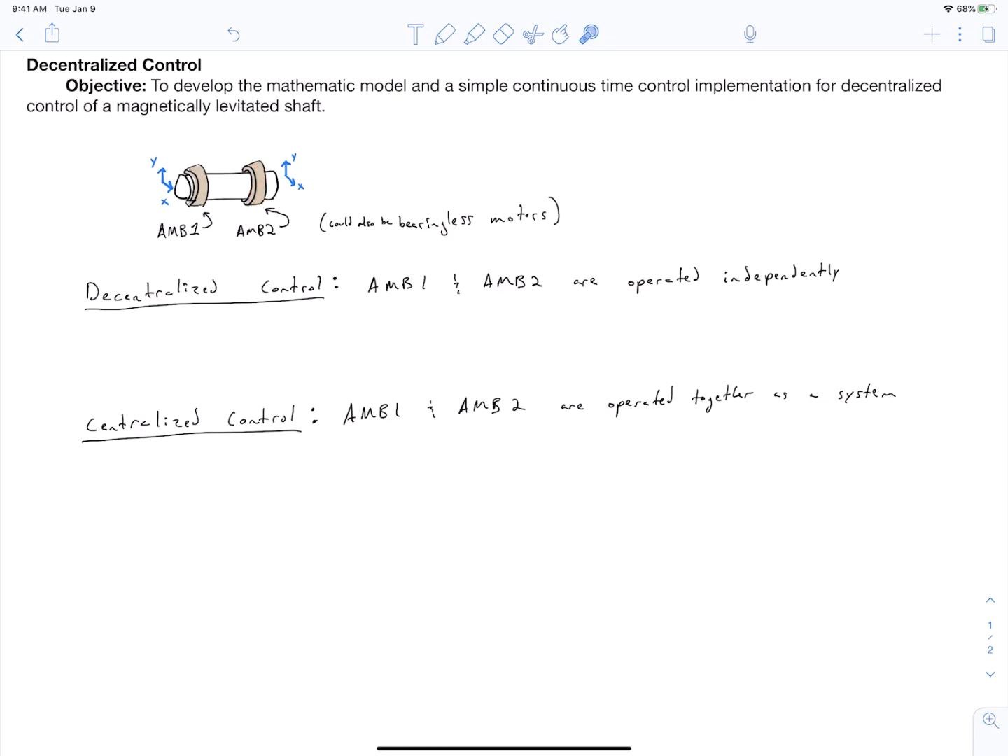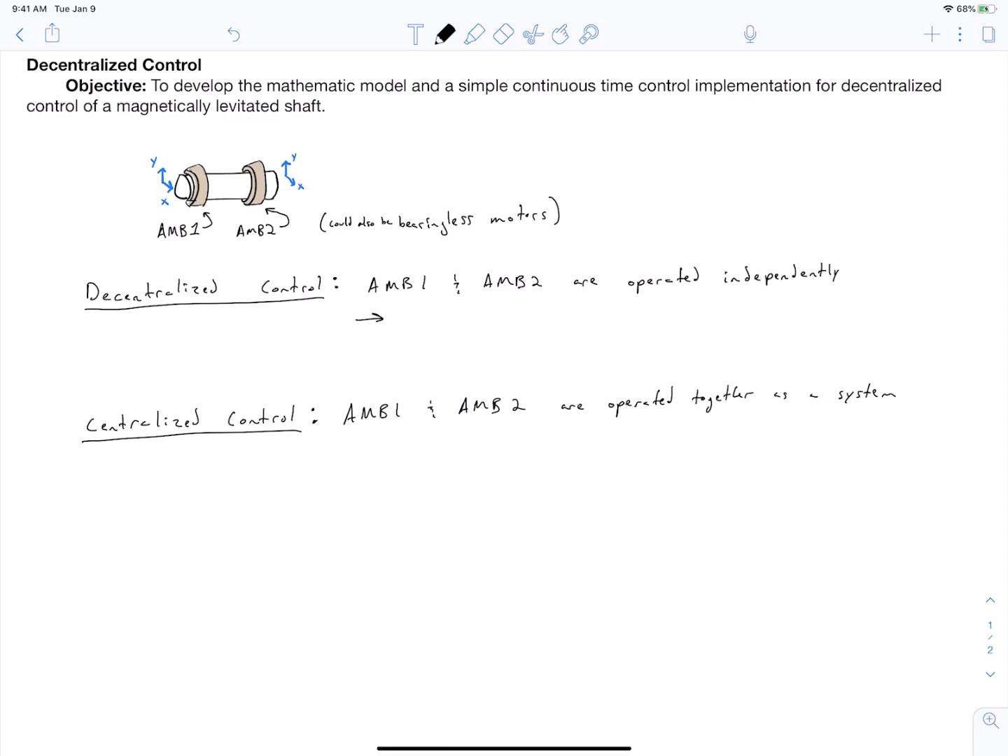In contrast to that, in centralized control, active magnetic bearing 1 and active magnetic bearing 2 are actually operated together as a complete system. So in the centralized scheme, you're taking the readings of your position sensors in the left and the right air gap, and then you're intelligently deciding which force vector each of these magnetic bearings should produce to recenter your shaft. And there are pros and cons to both of these approaches.